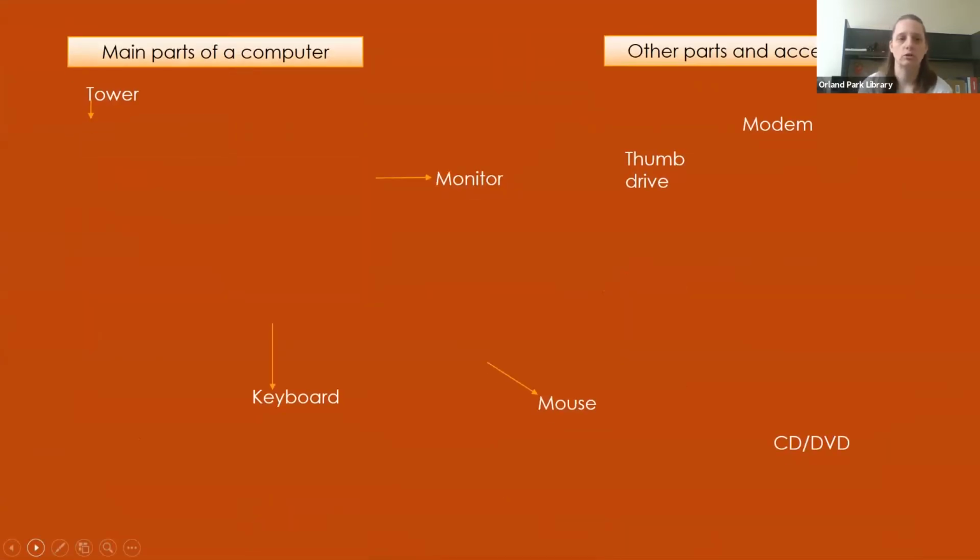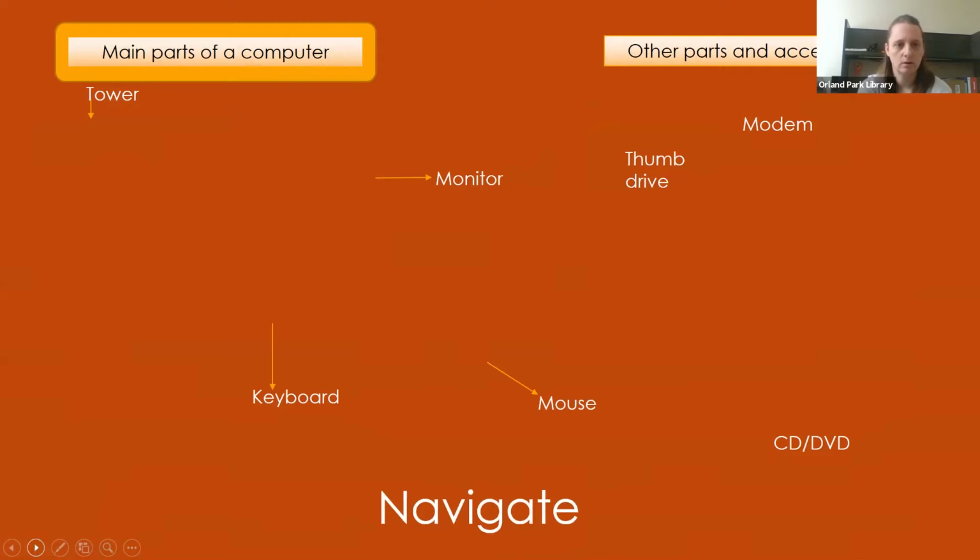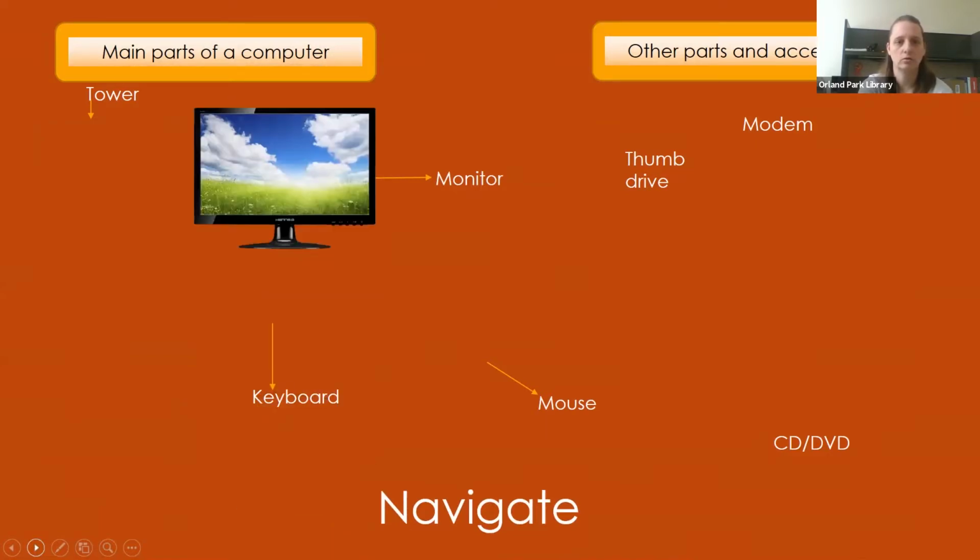So I want to show you some of the main components of the computer, and I'm hoping that this actually plays. So we have the main components of a computer and some of its accessories. The first one that we have is actually the monitor. That's the thing that you're actually viewing the data coming from your computer.